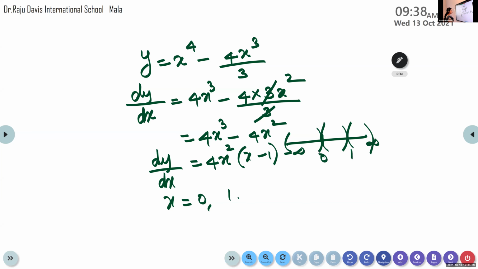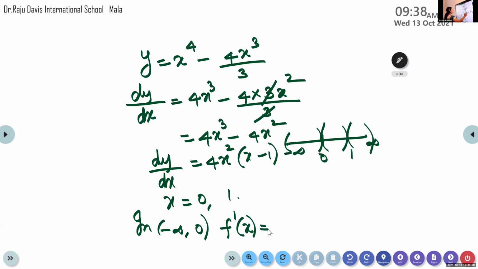Okay, are you getting values like this, Femina? So now you take the interval minus infinity to 0. What about f dash of x? Is it positive or negative? Check it. In the interval minus infinity to 0, is it positive or negative?